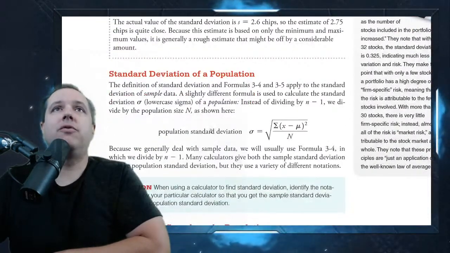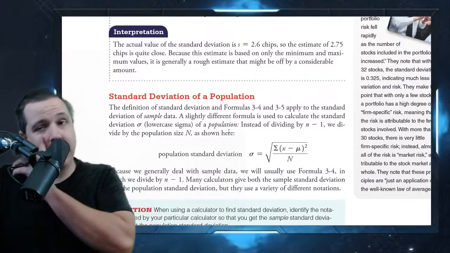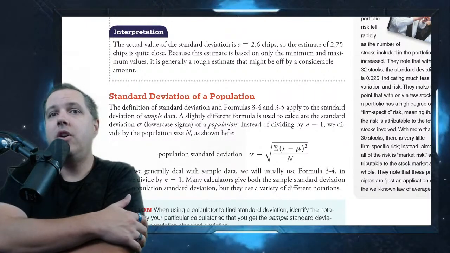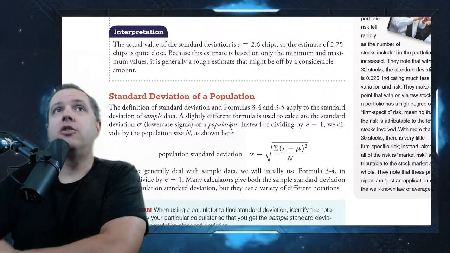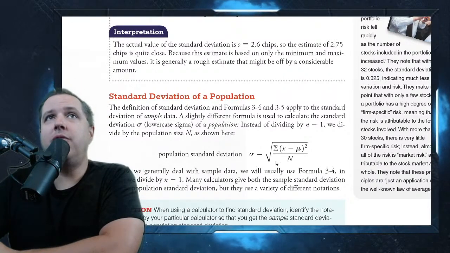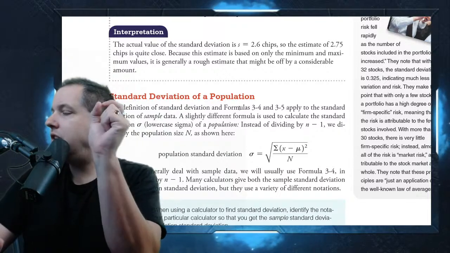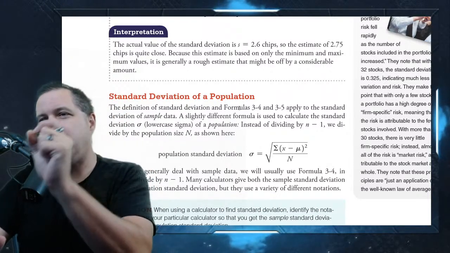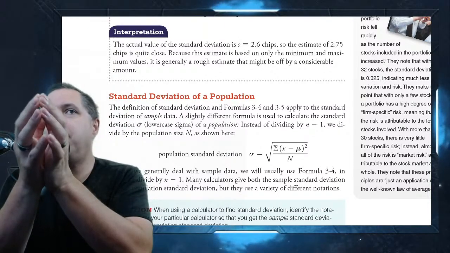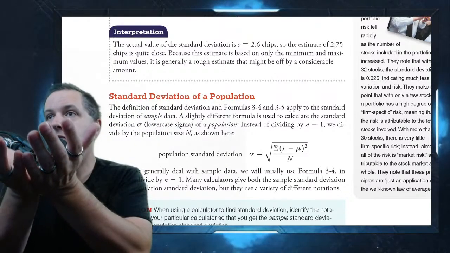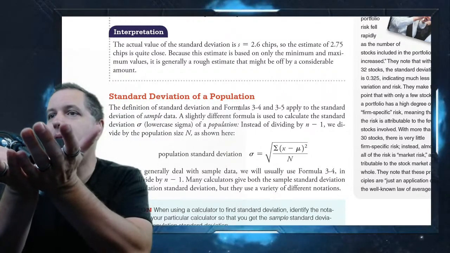Okay, standard deviation for a population. Okay, this is important because you'll have problems like this in the homework. Okay, so there's a different formula for the standard deviation of a sample versus the standard deviation of a population. Now let's remember what that means. A population is when you know the information about everyone involved. Like everyone that you're trying to study is the population.